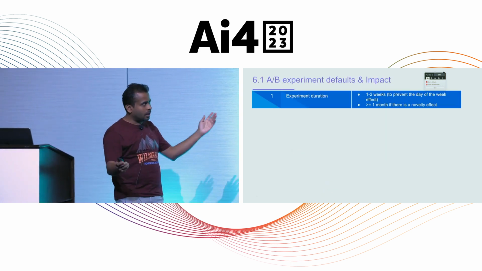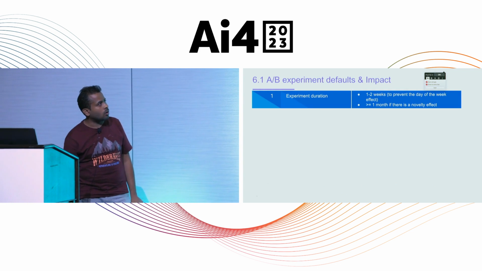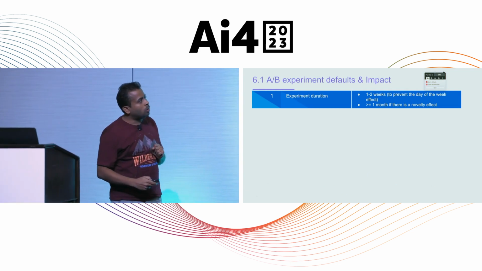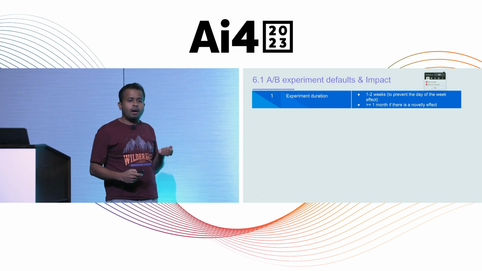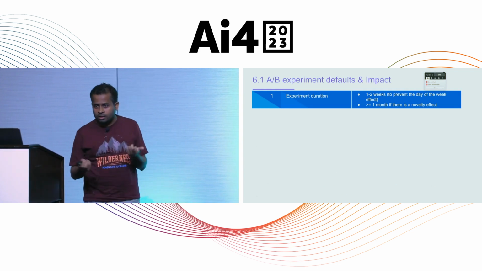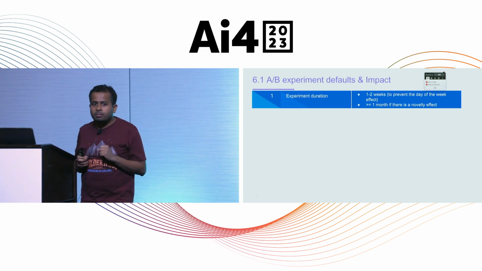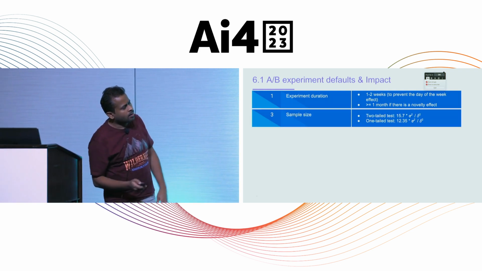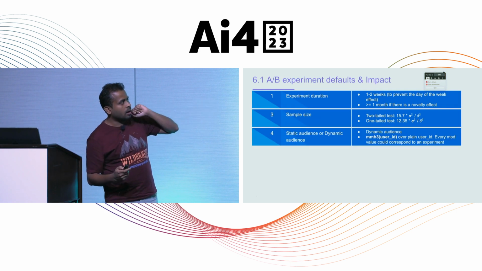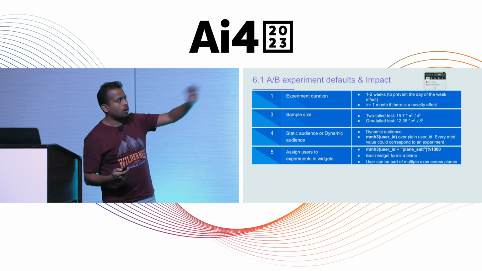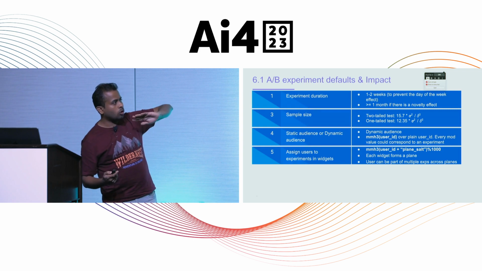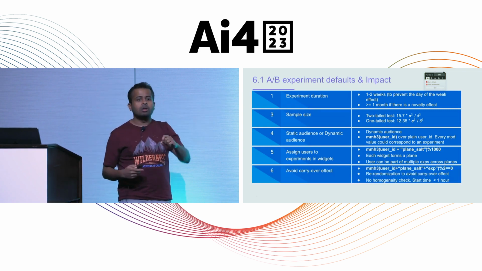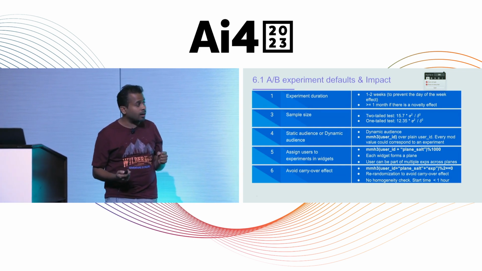Cool. I'll end the talk with these simple defaults that people normally use. What should be the experiment duration, right? Obviously, it cannot be 2 or 3 days because there could be some day of the week effect. Sample size, we have already discussed. Static audience or dynamic audience, always go for dynamic audience and go for 2 levels of randomization so that users get assigned to treatment and control so that there is homogenization happening correctly, right?